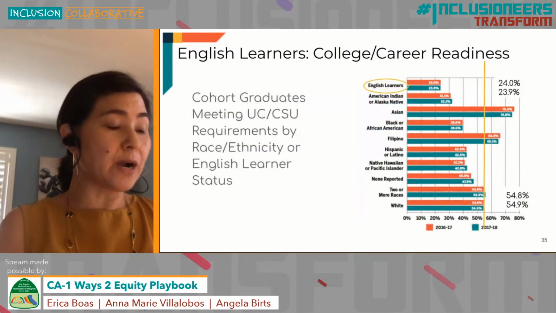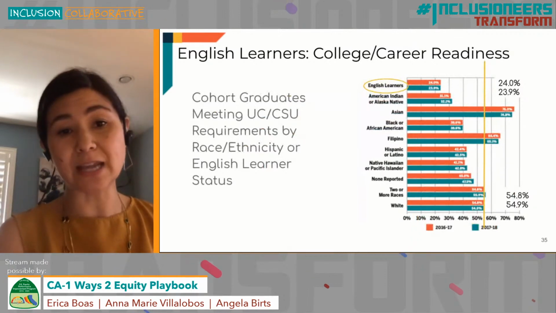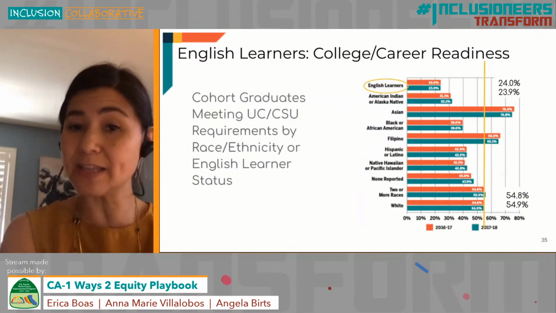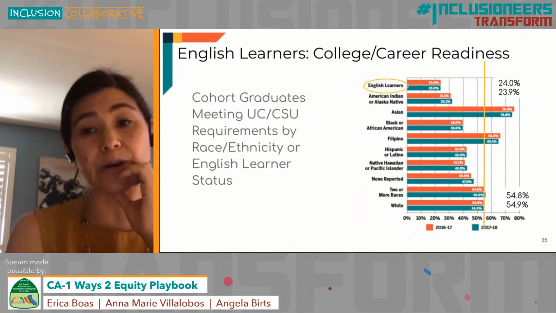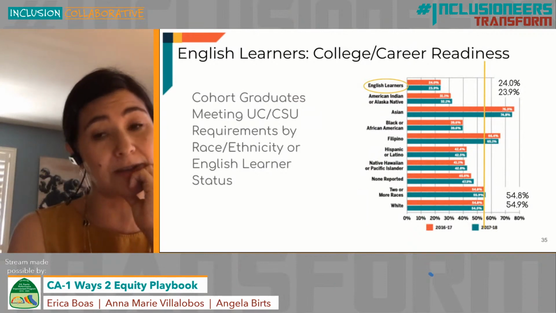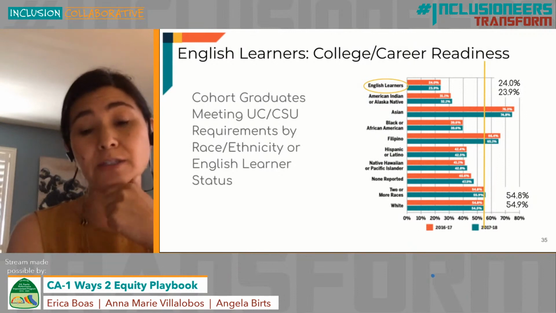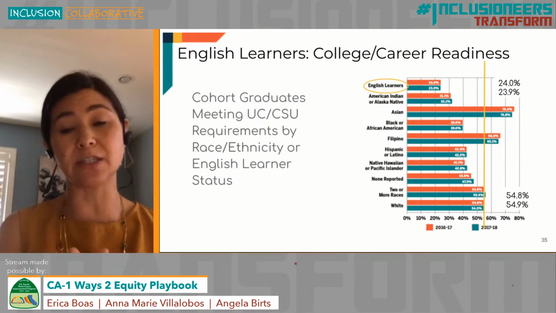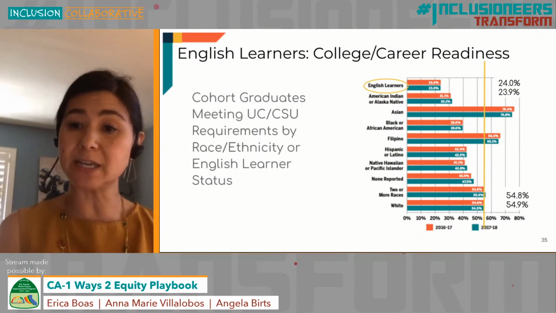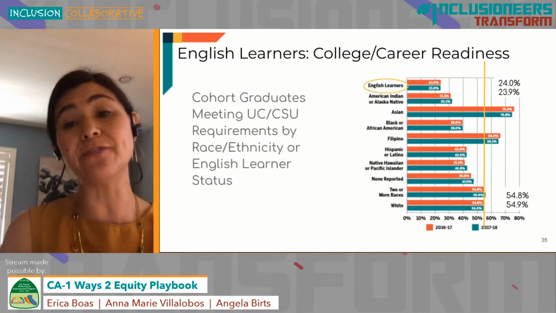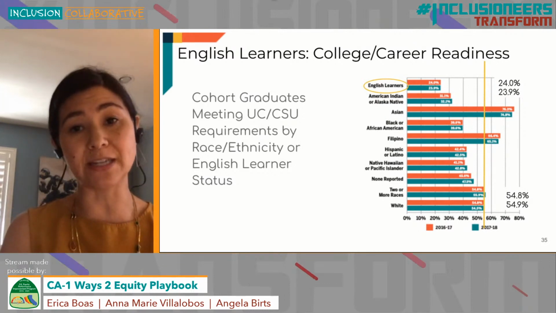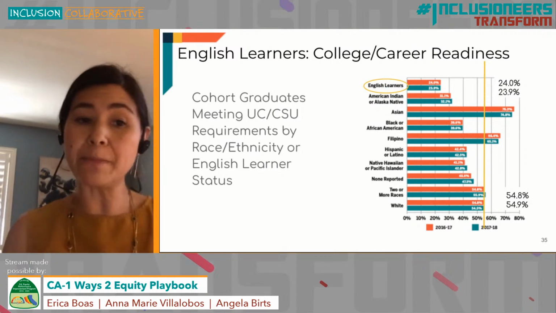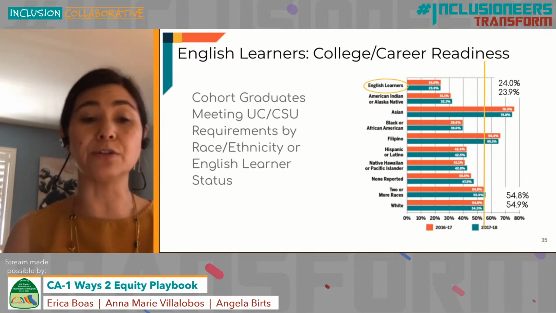With respect to the college career readiness outcome and meeting UC or CSU requirements, we see that English learners are meeting those requirements at about 24% across the years 16-17 and 17-18, while white students, whom I'm using as a comparison group here for simplicity, are at about 55%. So that's a 30 percentage point difference for meeting UC and CSU requirements. And that means that they will not be eligible to go to a UC or CSU straight out of high school.